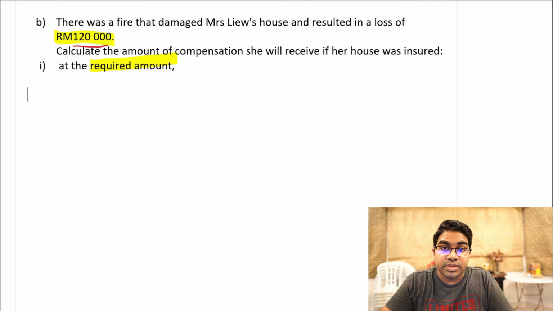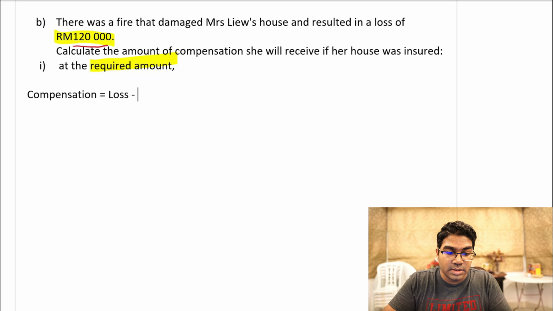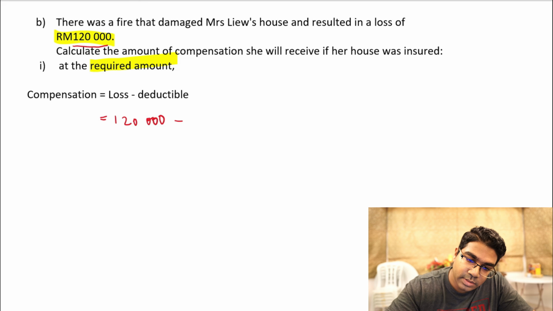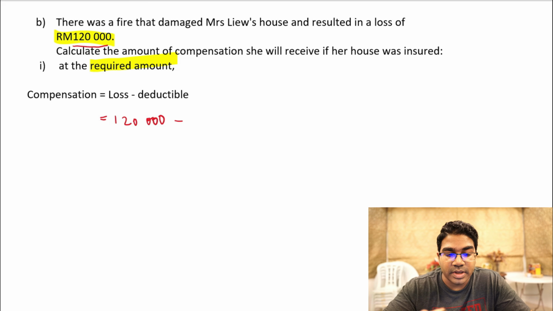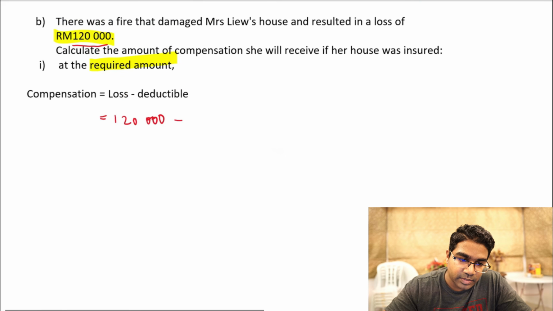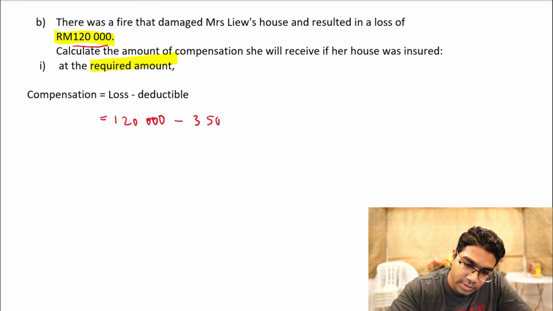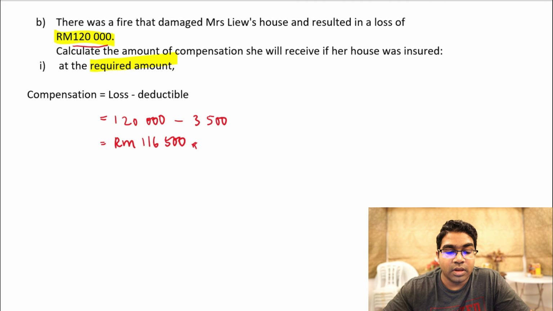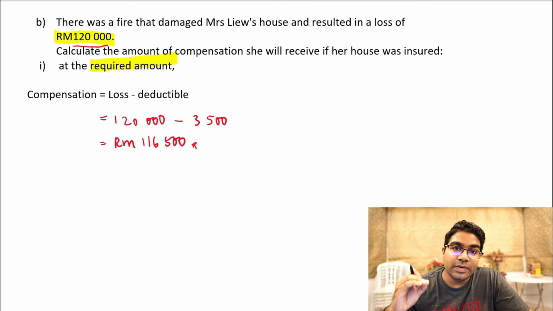In this case, the compensation calculation is very simple. Compensation will simply equal the loss minus the deductible. The loss value is 120,000. All she needs to pay is the deductible, so the deductible is not borne by the insurance company. The deductible was set to 3,500, so all we have to do is subtract 3,500 ringgit. And so her total compensation will be 116,500 ringgit. This is the total compensation for a loss of 120,000 if she bought the required amount.